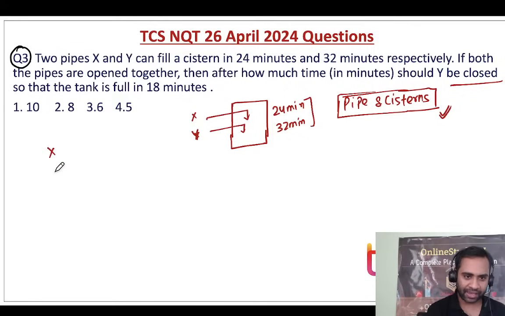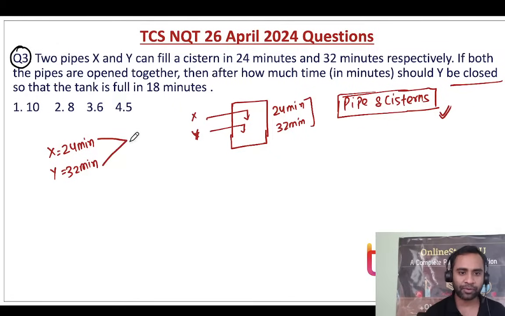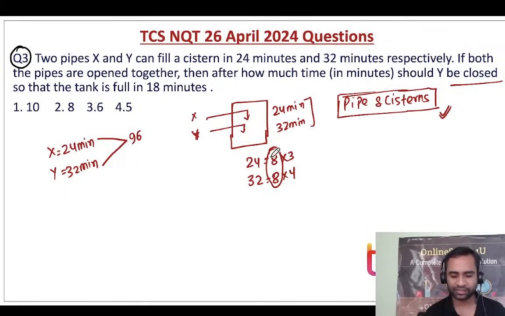So we have pipe X and we have pipe Y. Pipe X can fill the cistern in 24 minutes and pipe Y can fill it in 32 minutes. Now what you have to do is take the LCM. How can we take the LCM? 24 you can write as 8 into 3 and 32 you can write as 8 into 4. Find the highest common value, which is 8, and then multiply the remaining things, so 3 into 4, 12. So it is 96. This will become the capacity of your tank.